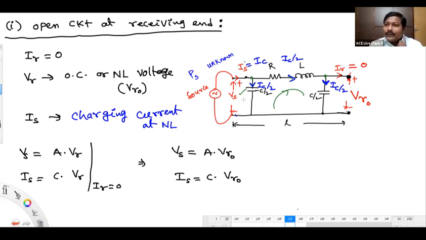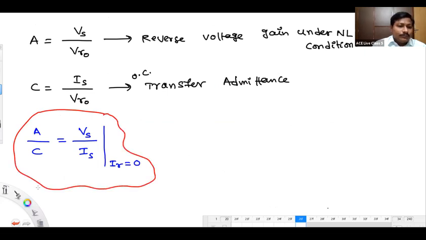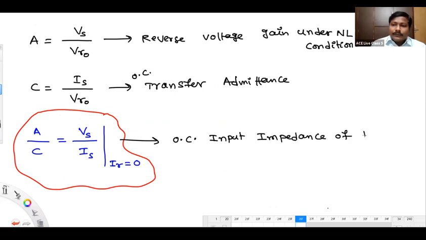Input impedance under which condition? Open circuit condition. So this you can name it as open circuit input impedance of the transmission line. A by C we can say open circuit input impedance of the transmission line.